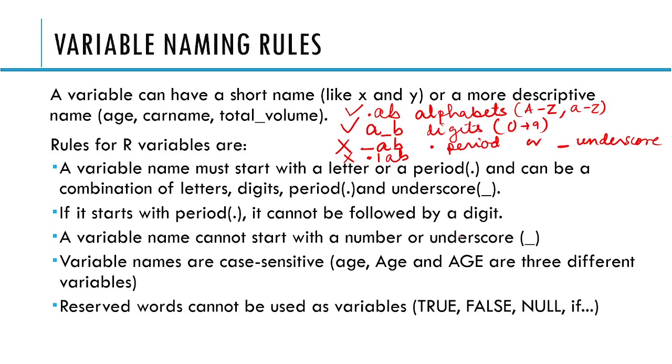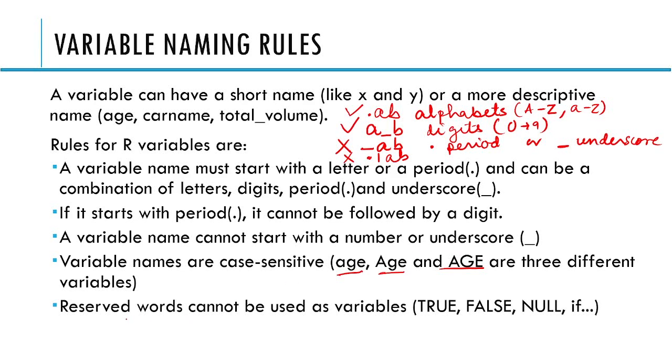Variable names are case sensitive. That means you can create 3 different variables: age, Age, AGE, all having different cases. One is in lowercase, one is in proper case, one is in uppercase. So they are 3 variables. They are very much case sensitive. So this variable is different from this one. This variable is different from this one. Okay.